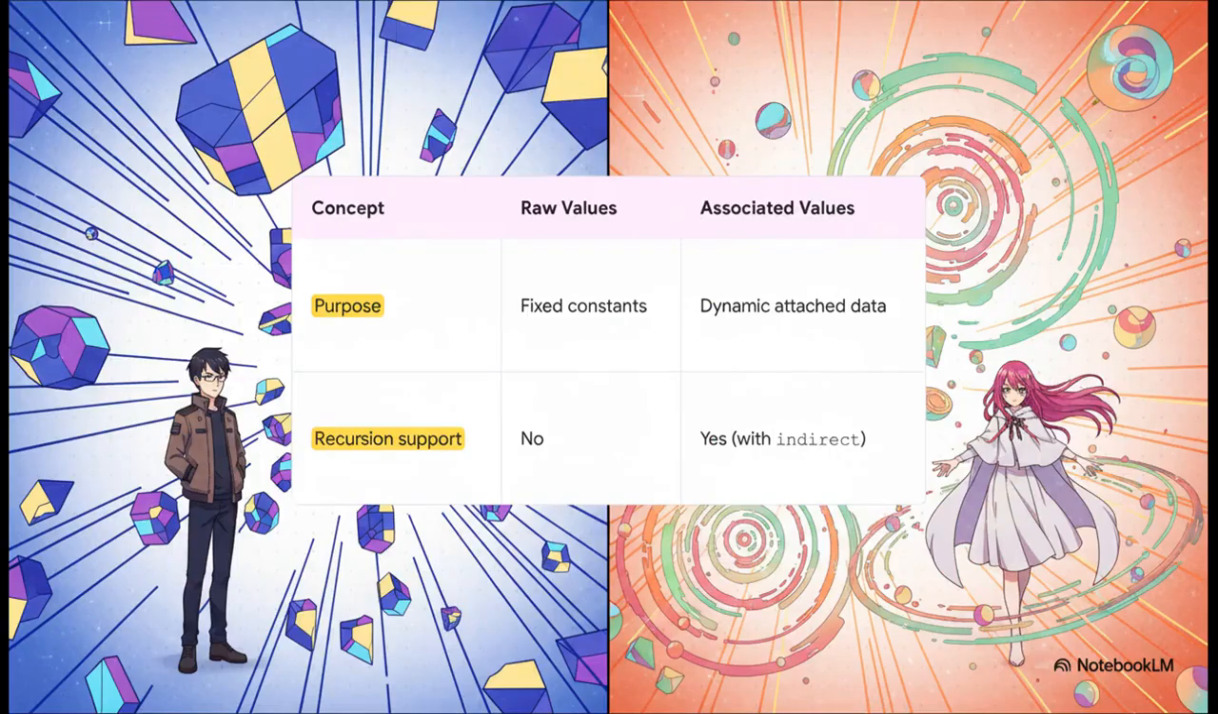And hey, one last really important thing to keep in your back pocket. This whole recursive superpower is only for enums with associated values, the kind that can carry extra data. Your regular old enums with raw values like case north equals 1, they just represent fixed constants. They don't have anywhere to put a nested value, so this whole thing doesn't even apply to them. This power is all for those enums with associated values.